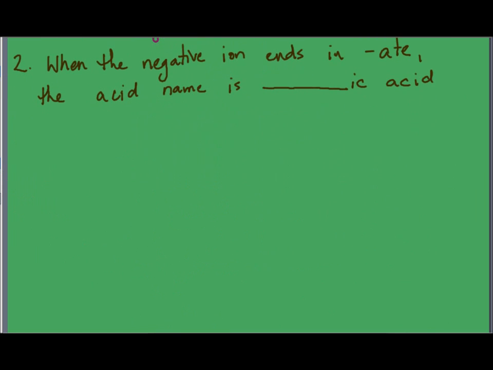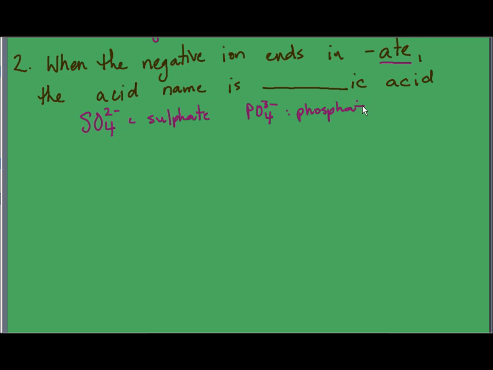Moving on to rule number 2. Rule number 2 states when the negative ion ends in ATE, the acid name is going to be blank-ic acid. Anything that ends in ATE is going to be one of your polyatomic ions, and you get your polyatomic ion sheet to take into the exam with you. Examples of ATEs are SO4 2-, which is sulfate, and phosphate, which is PO4 3-, and so on and so forth.